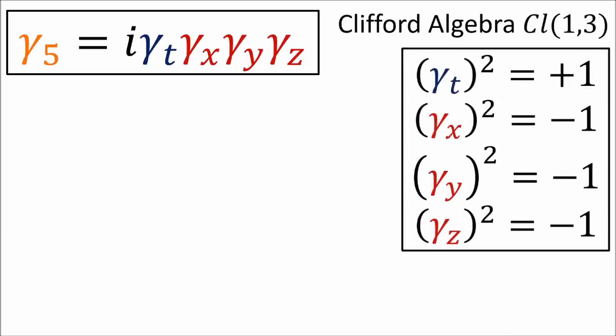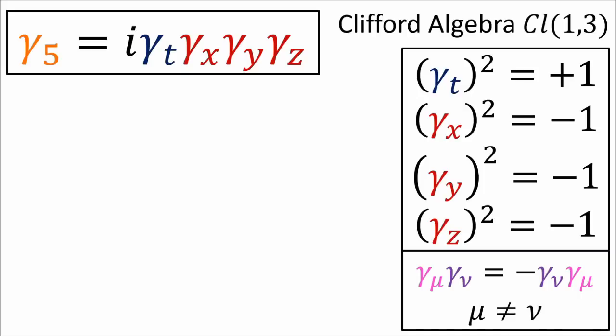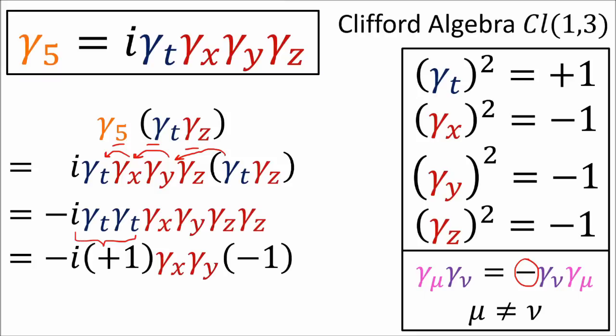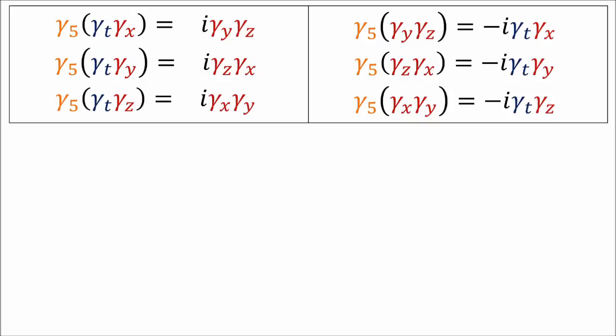Remember, squaring the gammas gives either +1 or -1, and swapping the order of 2 different gammas gives us a minus sign in front. If we apply gamma 5 to the gamma t, gamma z bivector, after swapping and computing the squares, we get I, gamma x, gamma y, which is another bivector. So gamma 5 has the effect of turning bivectors into other bivectors. Here's the action of gamma 5 on all the bivectors.